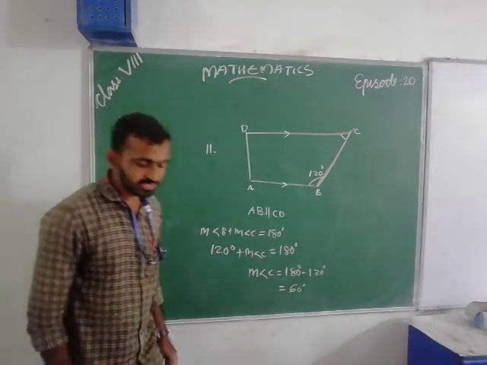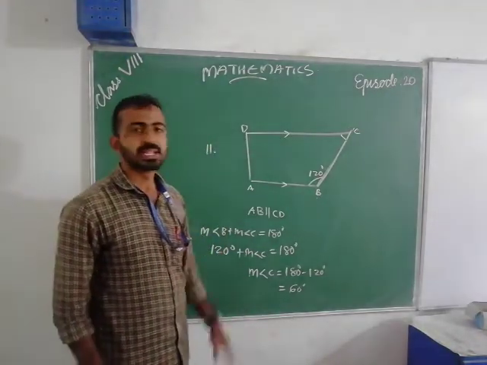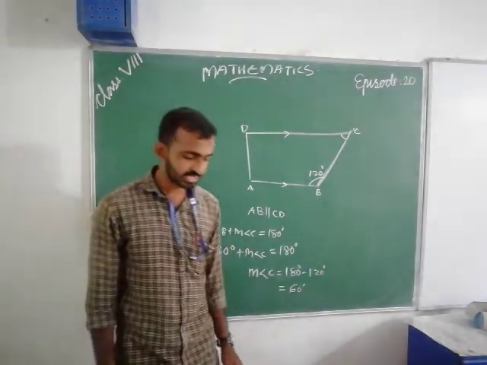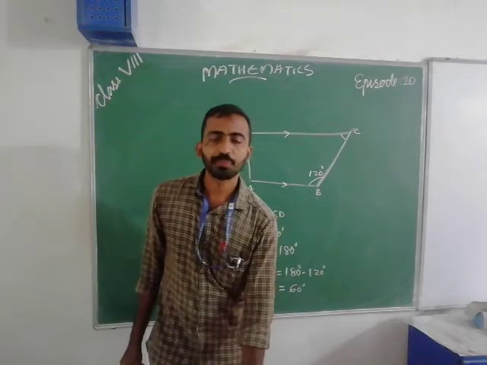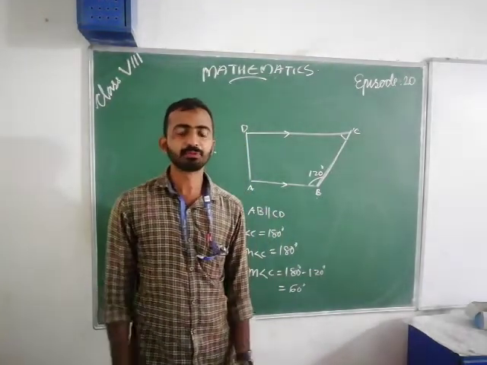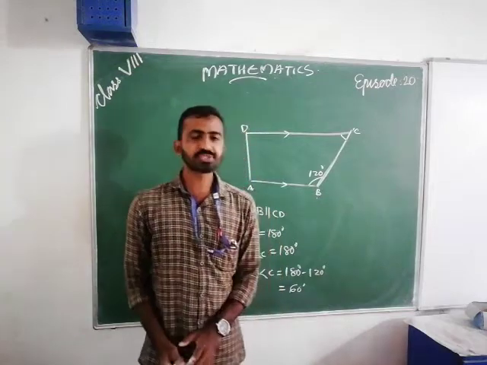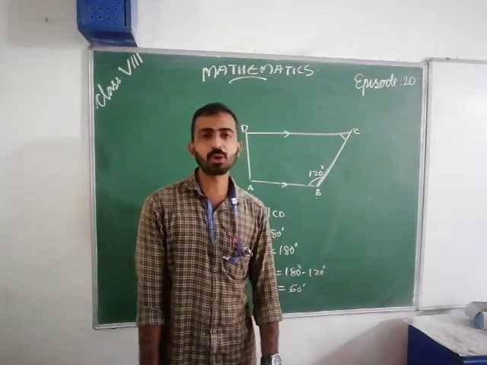What is the answer? The measurement of C is what? 60 degrees. This angle is 60 degrees. That is the answer. The 12th one is for your homework. Next, we are going to discuss some special parallelograms.